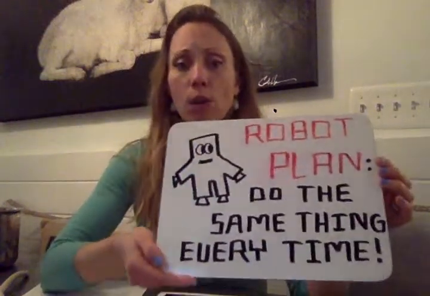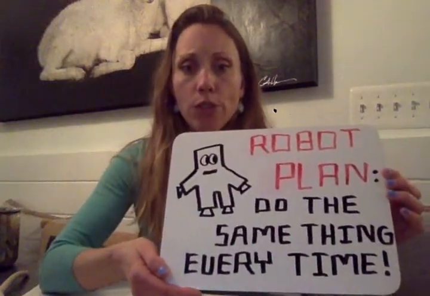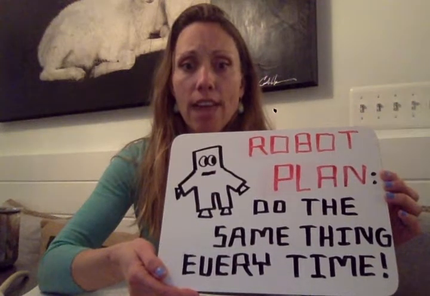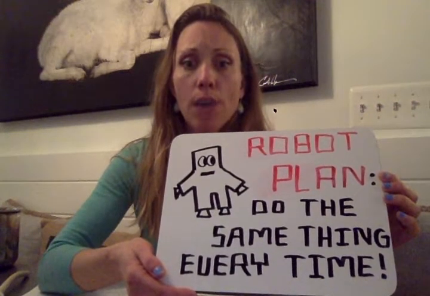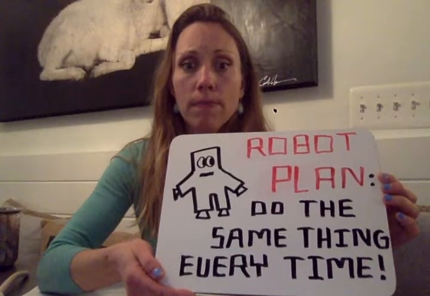Okay, ready? I am now a robot and I know how to regroup. What is my robot plan? Robots do the same thing every time. They are predictable machines.